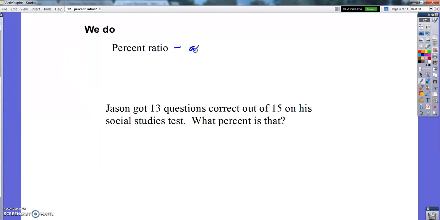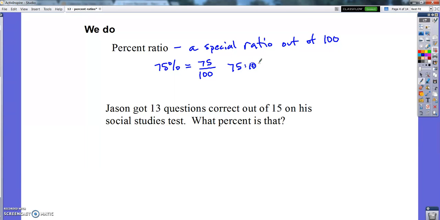A percent ratio is a special ratio out of 100. So for instance, 75% in our last question, that means 75 part to whole ratio out of 100, or 75 for every 100. We can put in the definition now too, part to whole. It's a special kind of part to whole ratio. All right.